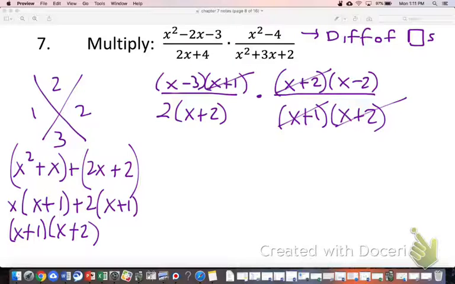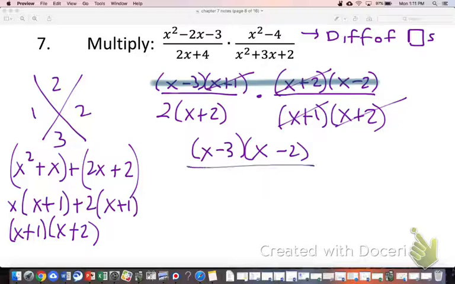So if I were to try to write the answer, I would multiply my numerators together. That would give me x minus 3 times x minus 2. And then down in the denominator, it would be 2 parentheses x plus 2. You guys see any other cancellations here? Because I've got to simplify this all the way. Can any of those x's cancel out with each other, you think? Any of the 2's cancel out with each other?